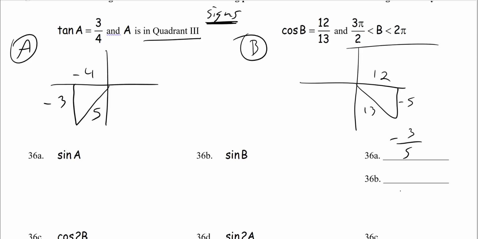Okay, so I'm going to kind of scoot this down a little bit. Cosine is x over r. For B, though, it's negative 5/13.